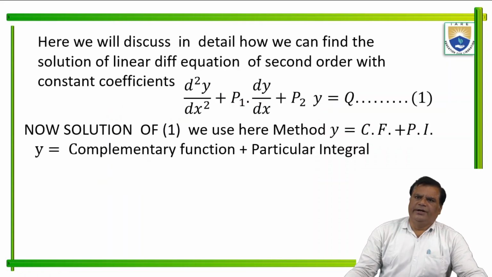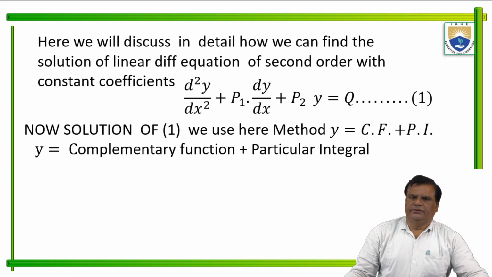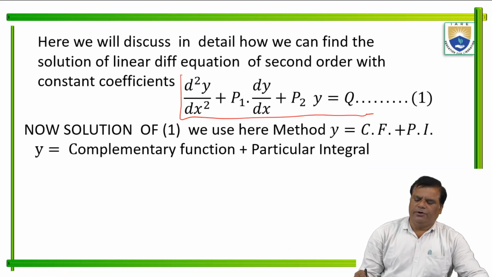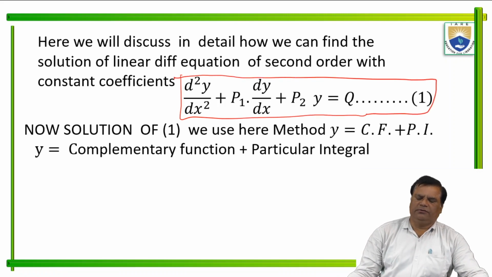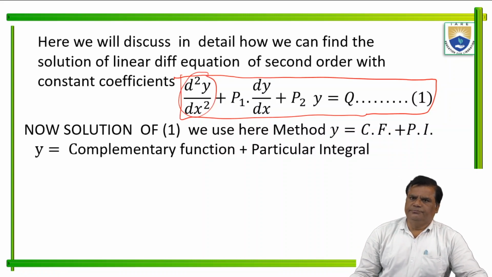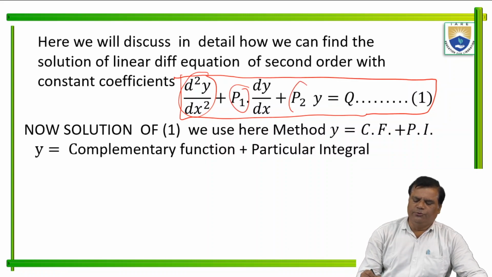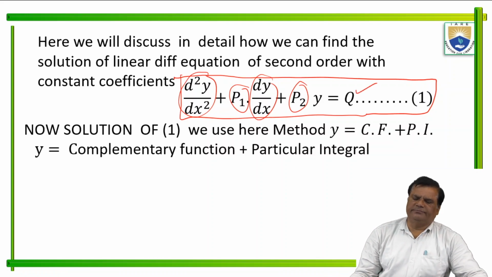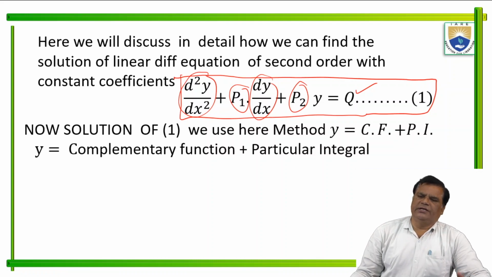Here we will discuss in detail how we can find the solution of a linear differential equation of second order with constant coefficient. So this is the main general equation of linear differential equation with constant coefficient. Here the highest order of this differential equation is 2, and P1 is a number, P2 is also a number, which are multiplied with differential coefficients, and on the right hand side is Q. Q is a function of x here. So this is the general linear differential equation of second order with constant coefficient.